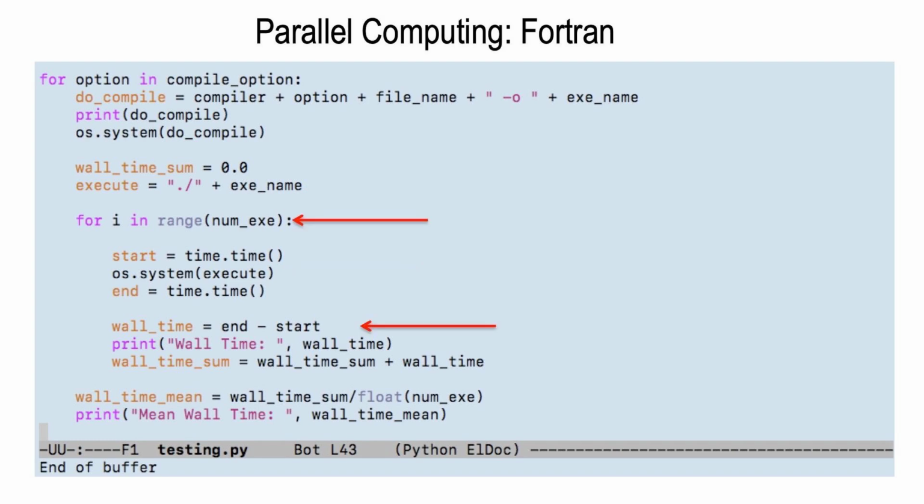The I loop will iterate 3 times. The start and the end variables utilize the time module, where the wall time represents the difference between the end and the start. Subsequently, the wall time is printed to the terminal. We utilize the accumulative sum method to determine the total wall time, enabling us to compute the mean wall time. This average wall time is then printed to the terminal. We're now prepared to conduct interactive testing of matrix multiplication using the Fortran program, which we'll explore in our upcoming video.